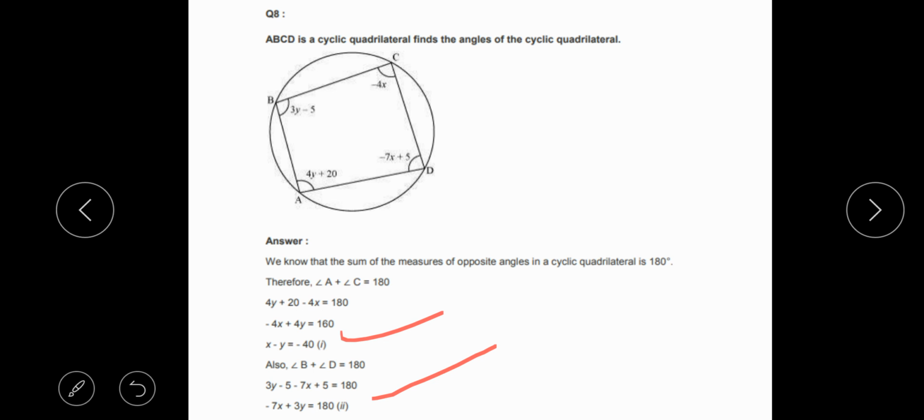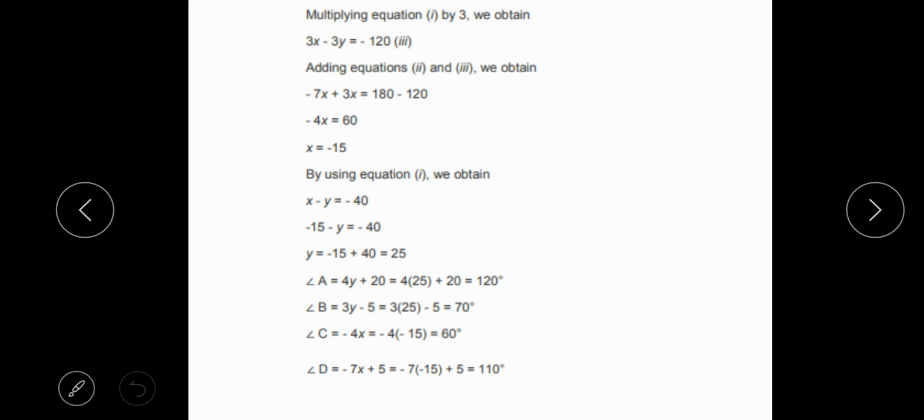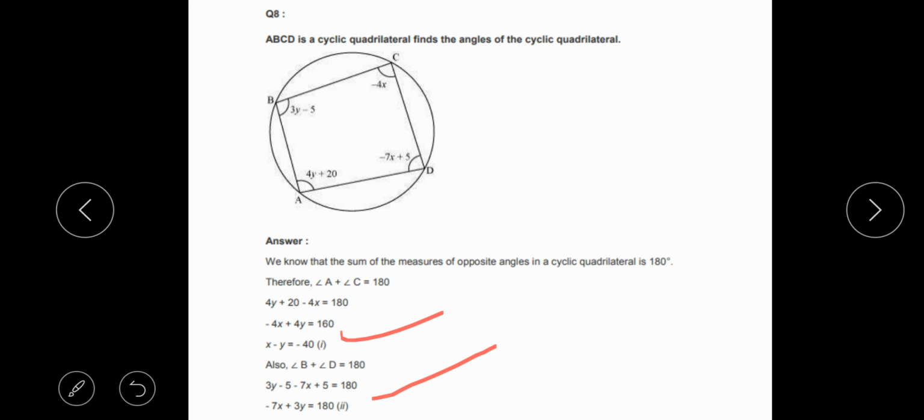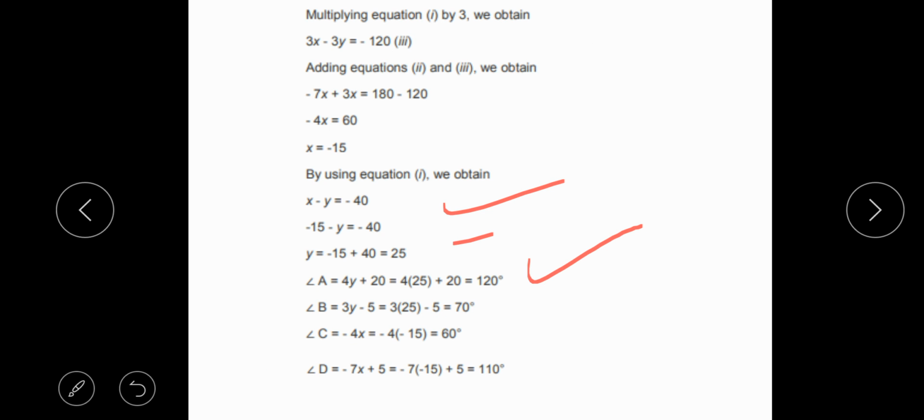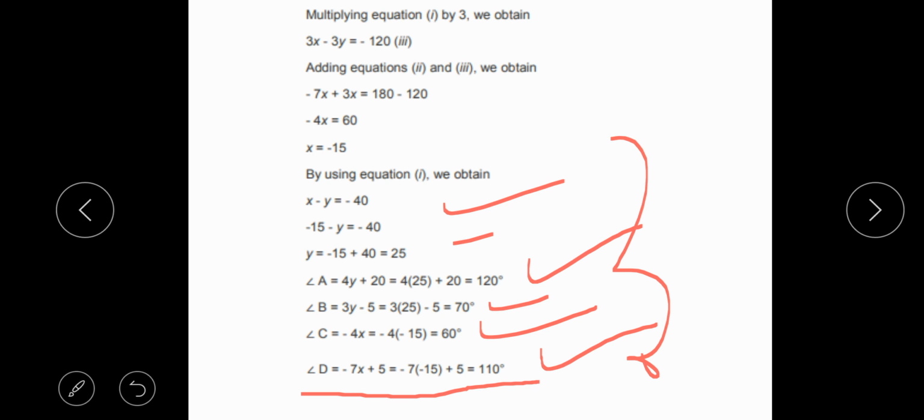Now again you can solve by using any one method, that is elimination, substitution or cross multiplication. After solving this one, you will get the value of x and y. Now after finding the value of x and y, you can easily find the value of angle A, because angle A we have 4y plus 20. Put the value of y, you will get angle A is equal to 120 degree, angle B is equal to 70 degree, angle C is equal to 60 degree, and angle D is equal to 110 degree. Again, this is a very important question from the examination point of view.